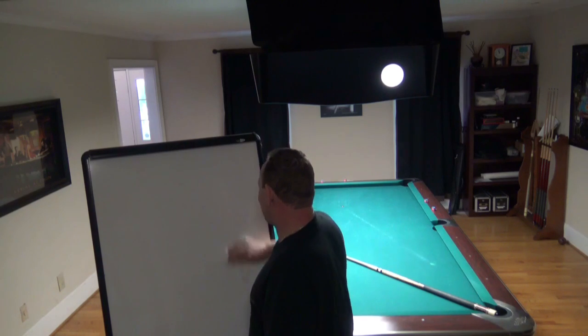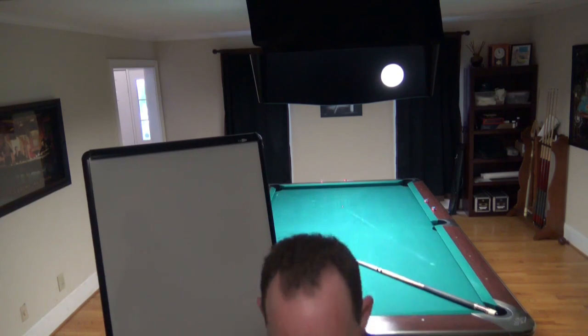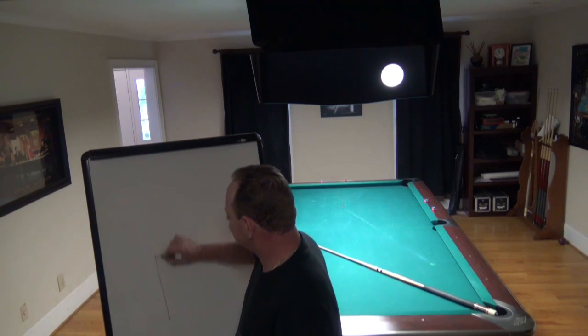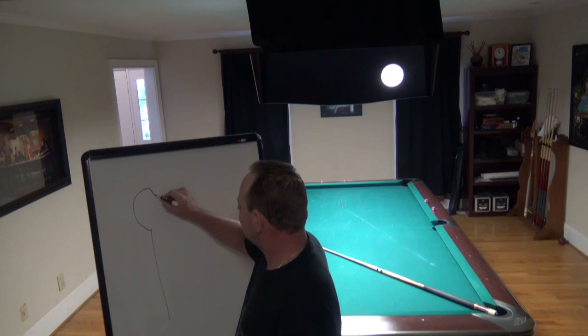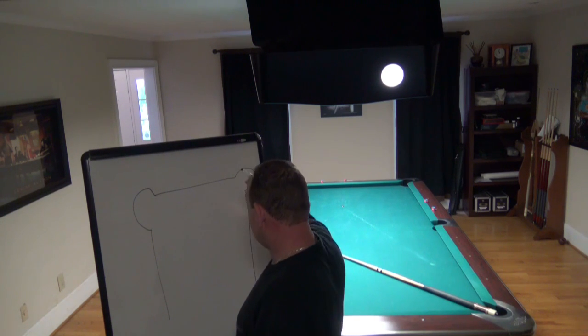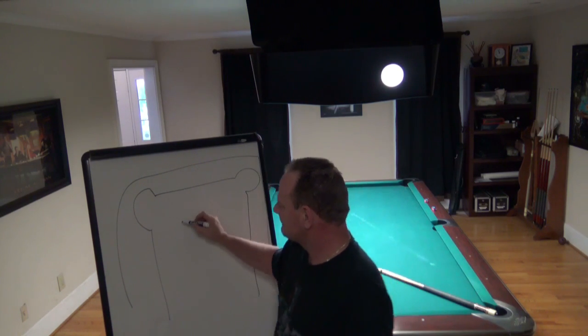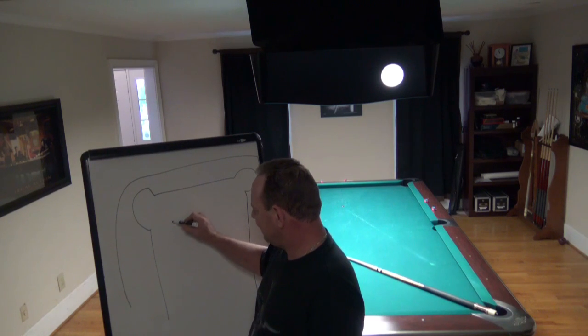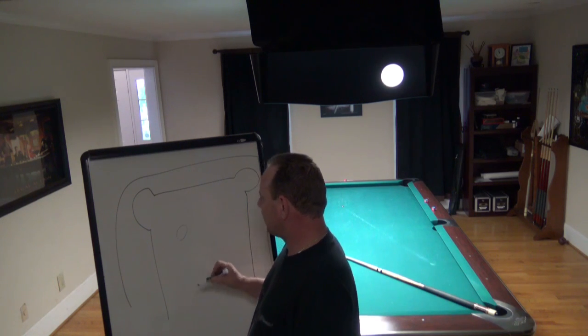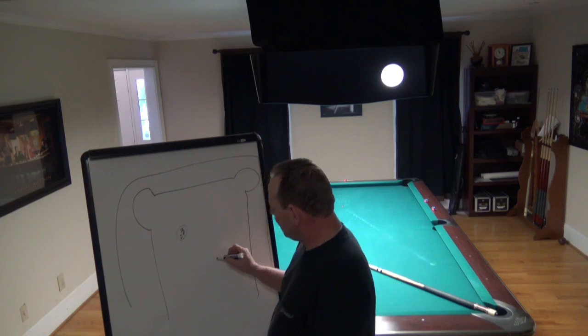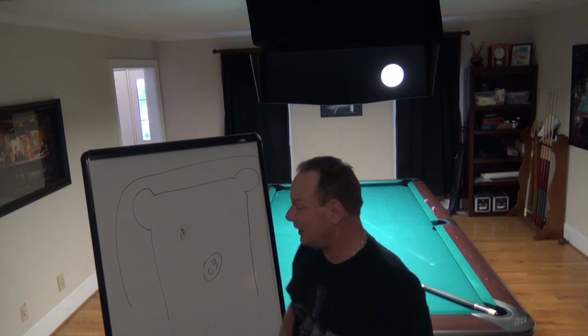So here's why that's important to know. Let's say I have a shot on my pool table, the same one we were talking about before. I've got an object ball that I'm going to put in the corner pocket. I've got a cue ball. It's out here. These are obviously not to scale.